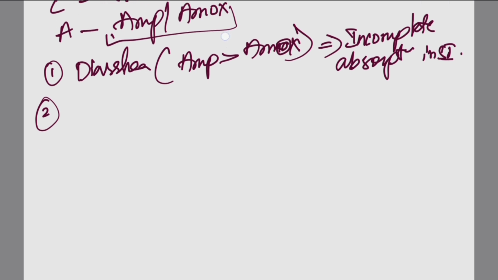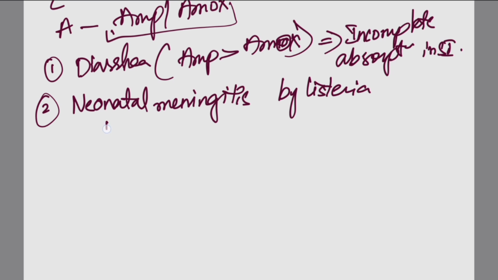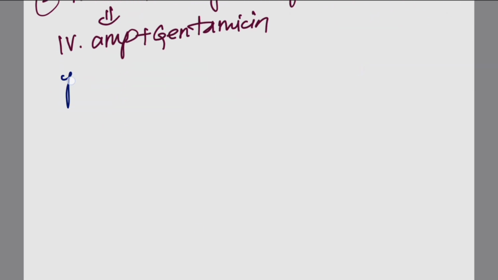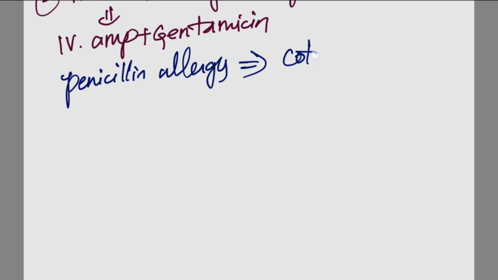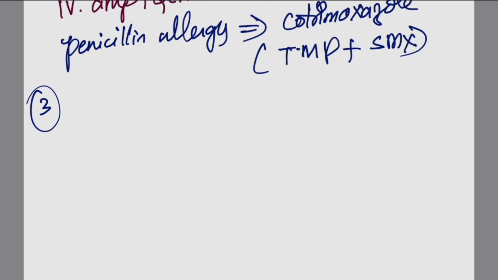Second, they are used in neonatal meningitis, which is caused by listeria. IV ampicillin is given along with gentamicin. In penicillin allergy patients, we have to give cotrimoxazole. It is a combination of trimethoprim plus sulfamethoxazole.